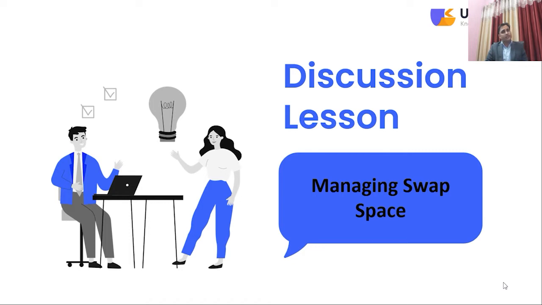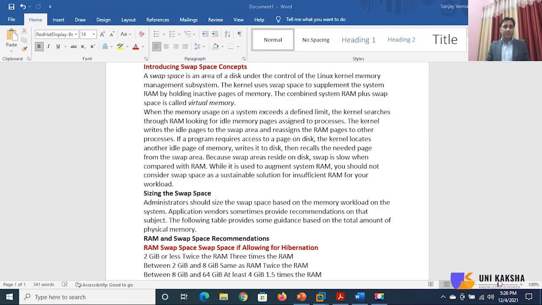First of all, we have to understand what swap space is, how it works, and what its importance is. Generally, people have different answers related to swap space. So let's get started. Friends, a swap is an area of disk under the control of the Linux kernel memory management subsystem. The kernel uses the swap space to supplement the system RAM by holding inactive pages of memory. The combined system RAM plus swap is called virtual memory.